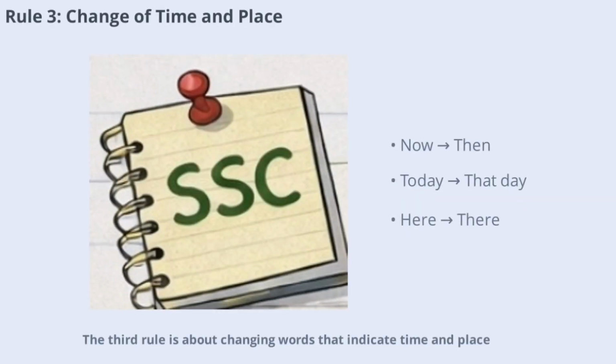The third rule is about changing words that indicate time and place. When converting direct speech to indirect speech, words like now, today, tomorrow, and here need to be replaced with their corresponding indirect form. For example, now becomes then, today becomes that day, and here becomes there. This adjustment is necessary to maintain the logical flow of the reported sentence.